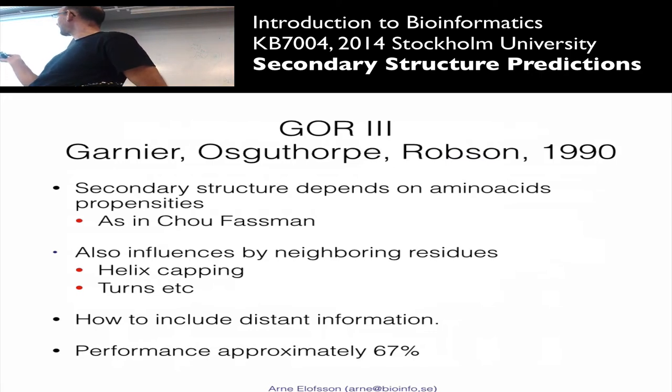But they start with the same kind of statistics, basically. How likely is it that the secondary structures depend on the amino acids' propensities? This is a short first one. The difference is basically that they do it.